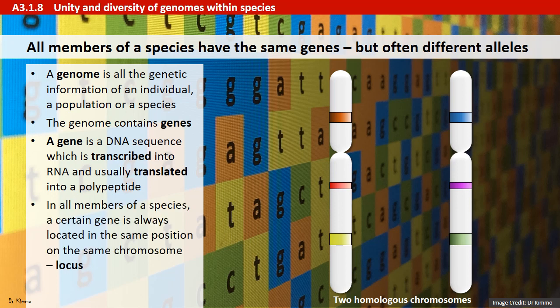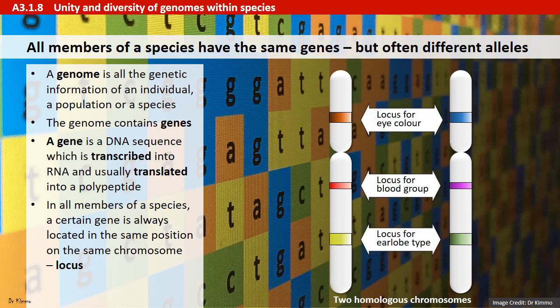In all members of a species, a certain gene is always located in the same position, on the same chromosome, and we call that position a locus. On the right, you see two homologous chromosomes. They have the same loci, which is plural for locus. They have one locus for eye color, one for blood group, and one for earlobe type. And these are just examples. These loci are actually not on the same chromosome. Okay, so just an example.